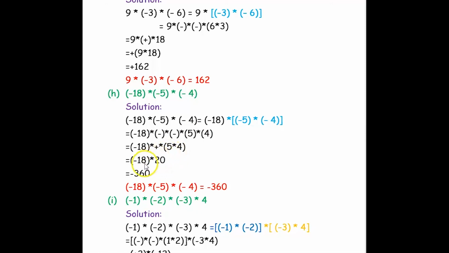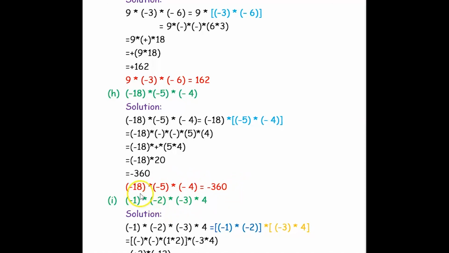So positive 20 into negative 18. So one positive number and one negative integer. So we know that if there is an odd number of negative integers, then our answer will be negative. So negative, 18 into 20. So 18 into 20 is 360. Since we have one negative integer, it will be negative 360. So thus negative 18 into negative 5 into negative 4 is negative 360.